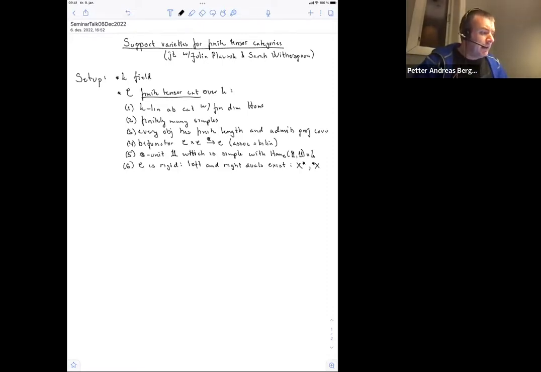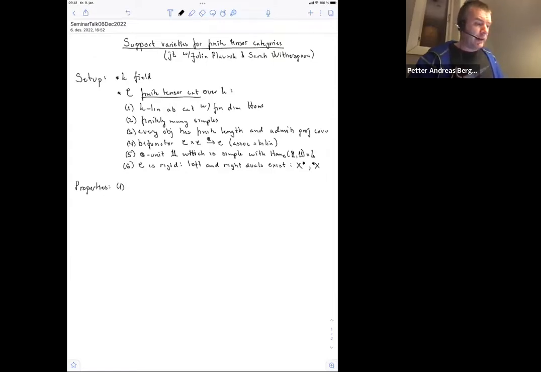And then the abelian and monoidal structures are compatible. Well, I've already written that. I've written that the tensor product is bilinear, so there's a compatible structure. I mean, the abelian and the monoidal structure are compatible. So that's a finite tensor category, and some properties.